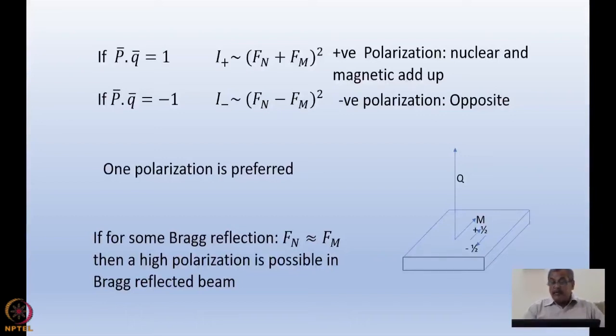Now I have to look for a reflection. Like we know that in crystallographic parlance, we talk about 110, 100, 220 reflections. So if I get a reflection for which Fn is almost equal to Fm, then the beauty is that Fn minus Fm is 0 and Fn plus Fm is 2Fn. So we have only one polarization.